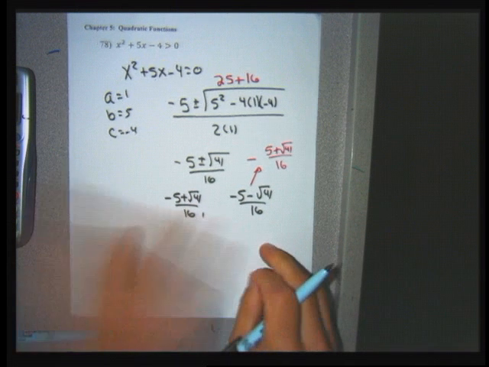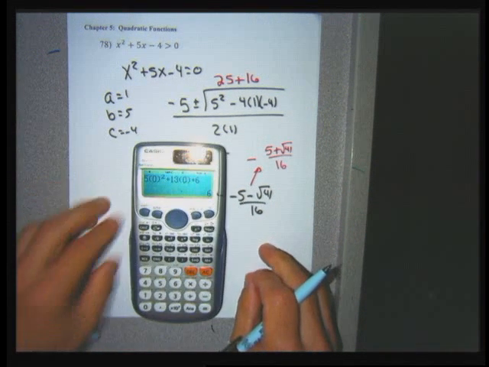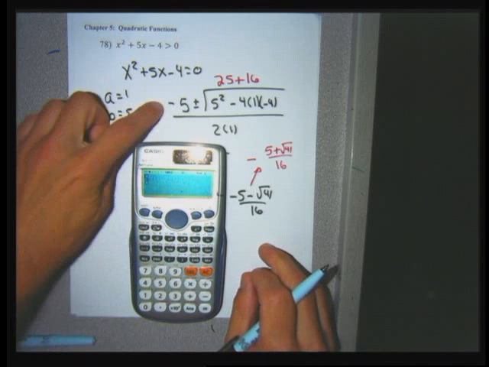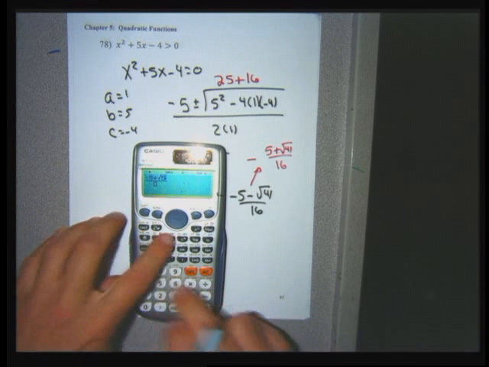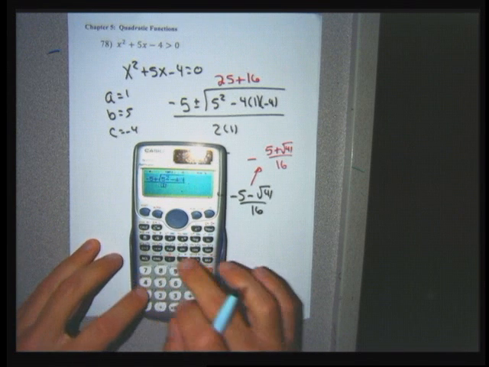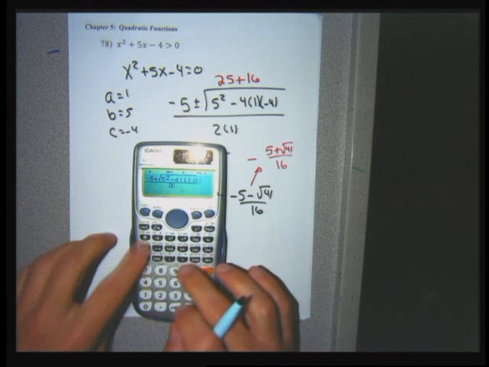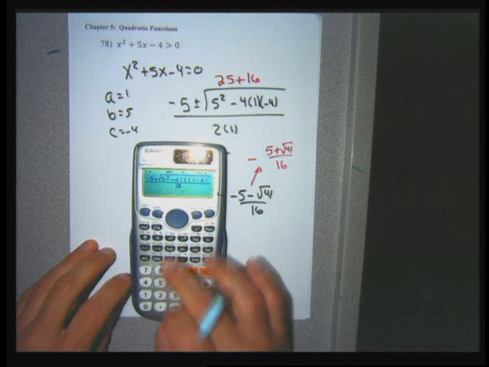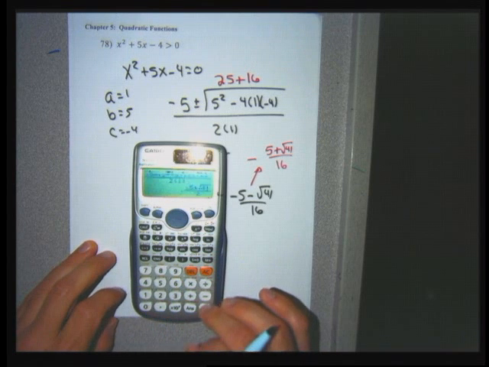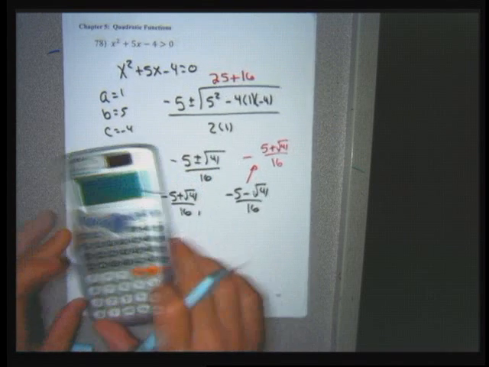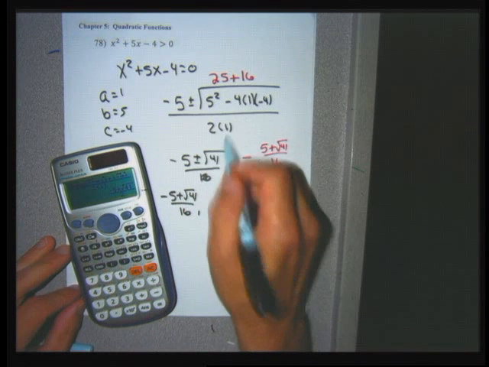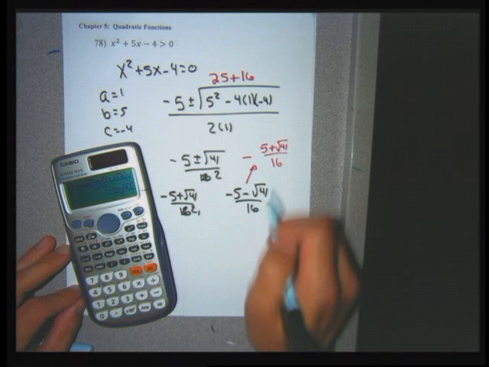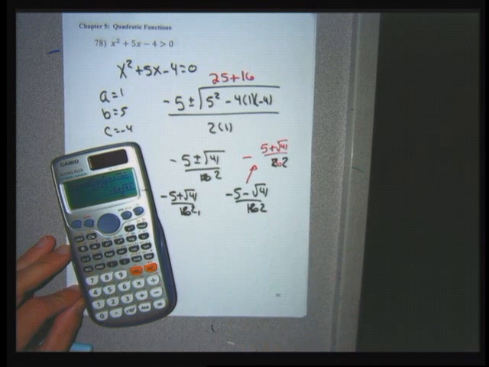Let me show you these on my calculator. So on my calculator, to do this, fraction -5 plus square root 5 squared minus 4 parentheses 1 parentheses -4 over 2 parentheses 1. There's the -5 plus square root of 41 over 2. I don't know why I started writing 16, because 2 times 1 is 2. That's why I use my calculator, because I do moronic things when I don't.